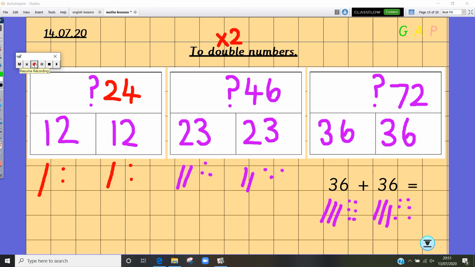And welcome back, Bumblebees. So have you managed to find that double 23 is 46 and double 36 is 72? Huge well done if you have managed to do that.